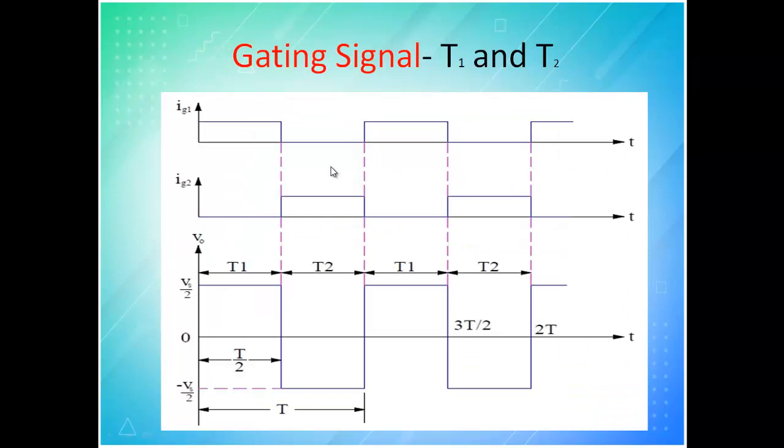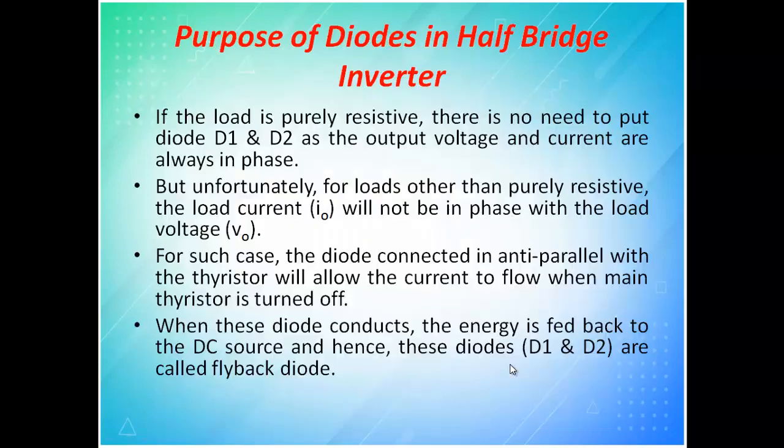Now you can see here, this is the gate pulse for T1 and the gate pulse for T2. When T1 is turned on, you will have a positive output voltage of the value Vs by 2. When this is turned off, obviously the voltage will come to 0. Again, when you turn on T2, you will have the same voltage but in the negative direction, minus Vs by 2. So you are getting a square waveform, but a square wave is also a form of AC. So you can call it an AC waveform. Okay, so you are getting AC output from a DC input.